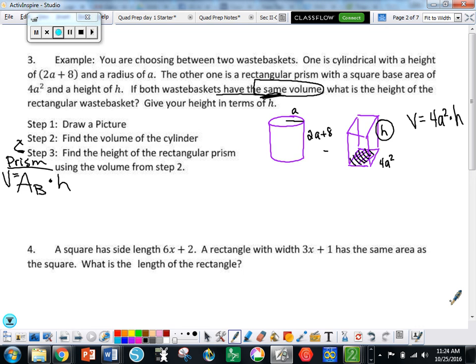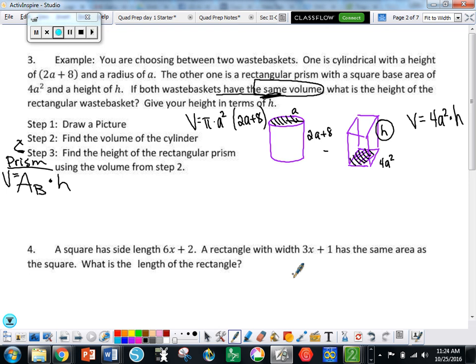Now let's find the volume of the cylinder, which means I need to find the area of the base. How do I find the area of a circle? Pi r squared. So this volume is going to be pi r squared times what? The height. What's the height in this case? Is that okay? Yes, no? Look at the cylinder now. So we found the volume of the prism, which is the area of the base times the height. We find the volume of the cylinder, which is the area of the base times the height.